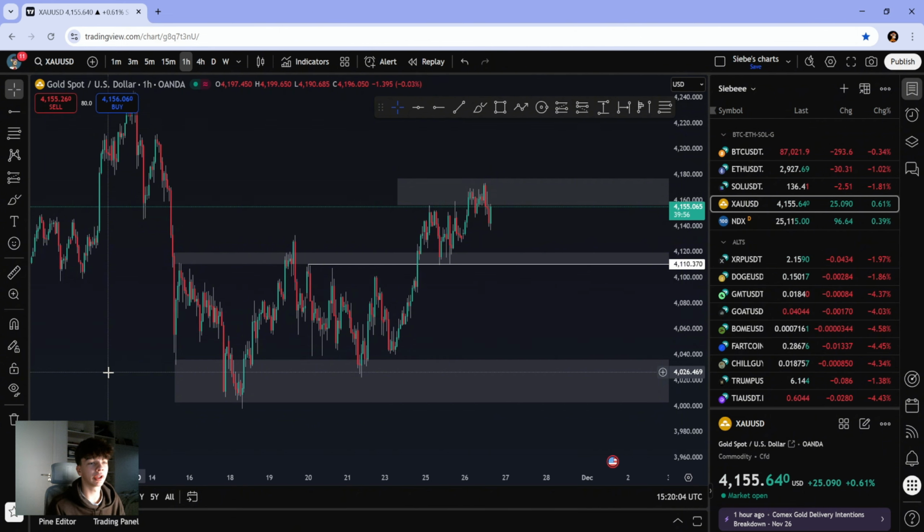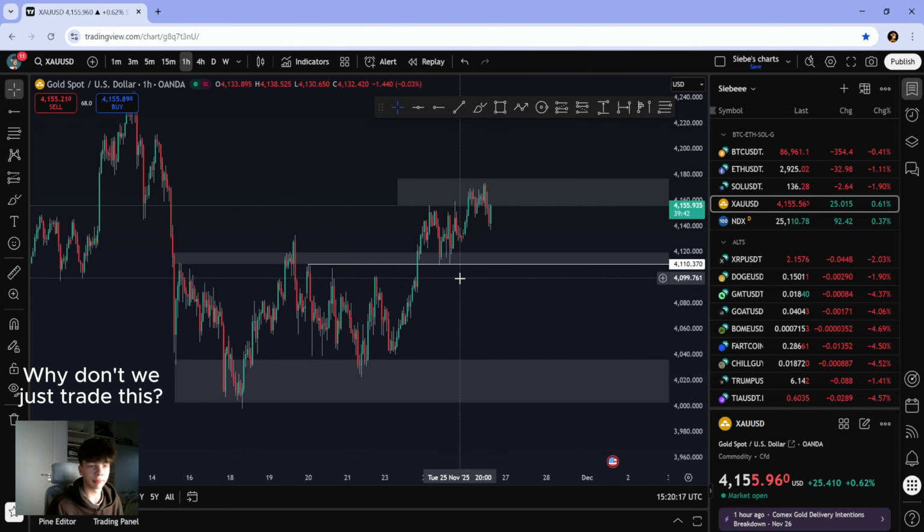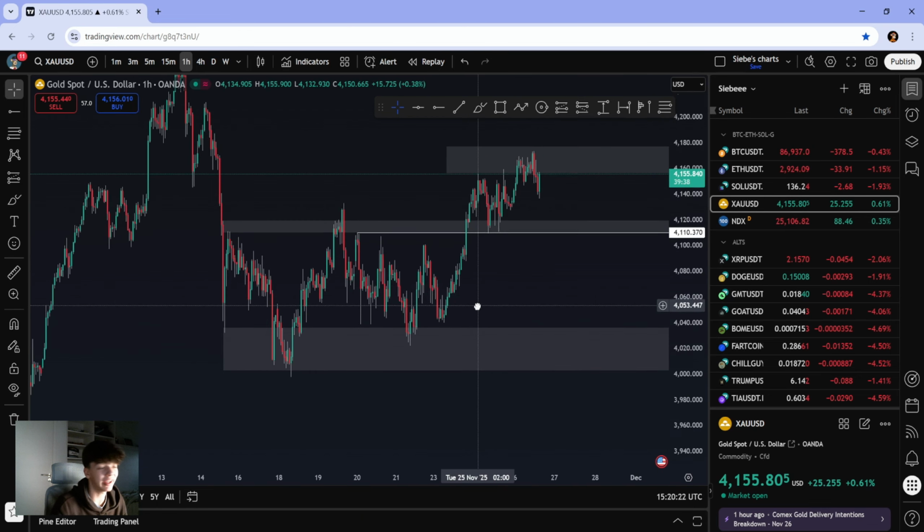First being, how can I see where these zones are? And second thing is, if this works a lot of the times, as you see here, 1, 2, 3, 4, maybe 5 bounces before price breaks the current support and resistance, why don't we just trade based off that? We buy at support and we sell at resistance, because that is a strategy people use.